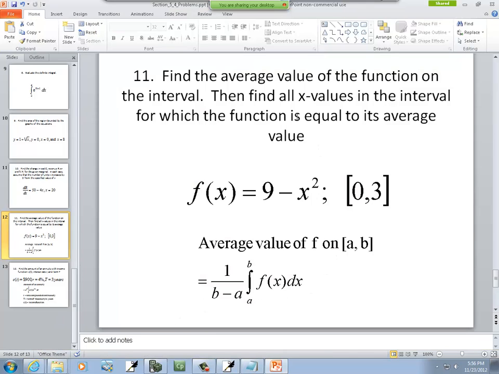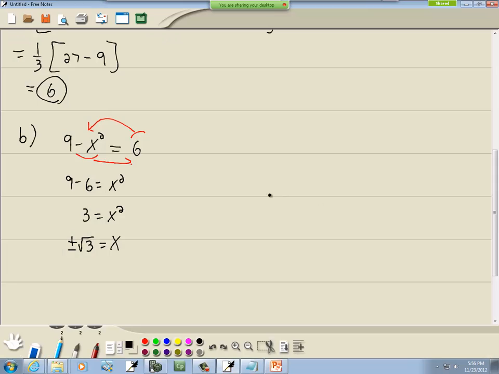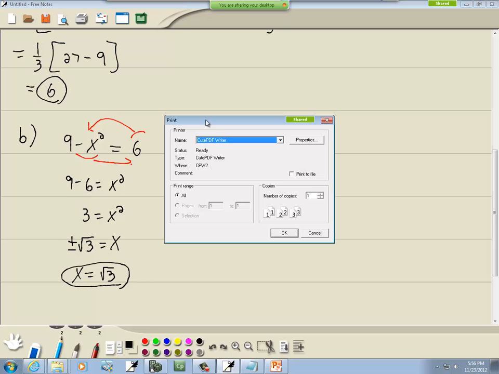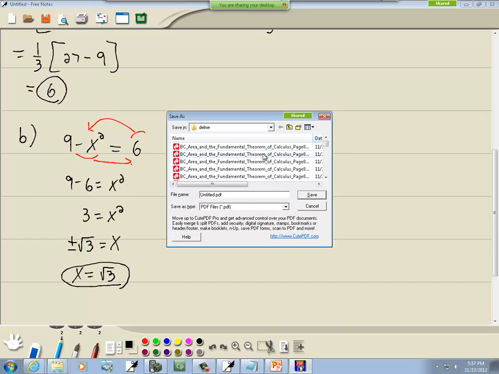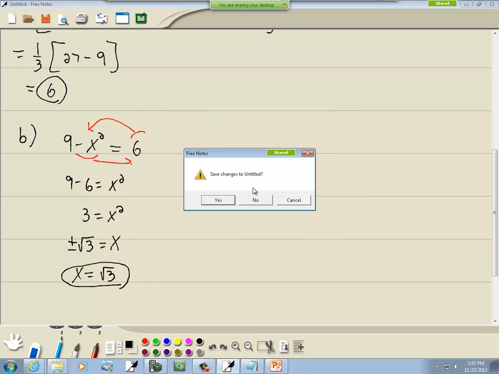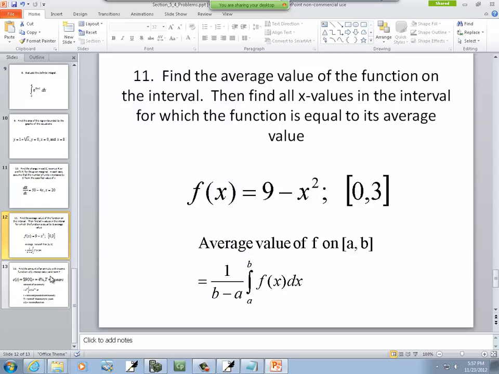Now notice, find all the x values in the interval for which the function is equal to its average value. The interval is from 0 to 3. It would not include the negative version of this. So our only answer is x is equal to square root of 3. Save that. And let's look at our last problem.